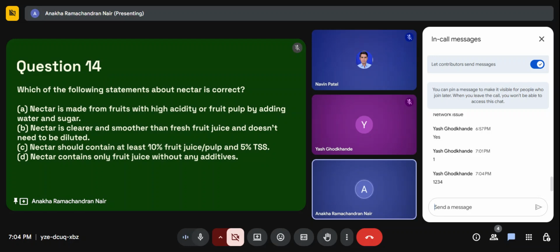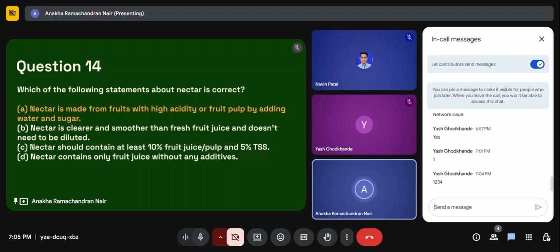1, 2, 3, 4. All right, let's see what the answer is. So the correct answer in this case is nectar is made from fruits with high acidity or pulp by adding water and sugar. So if you have fruit juices which are high in acidity and fruit pulp, there are certain fruit juices that you cannot have without diluting them, right? So this is the case for those which have high acidity and fruit pulp, and you add water, and to increase the taste you will add sugar also. So that is nectar. So for example, peach nectar, right?